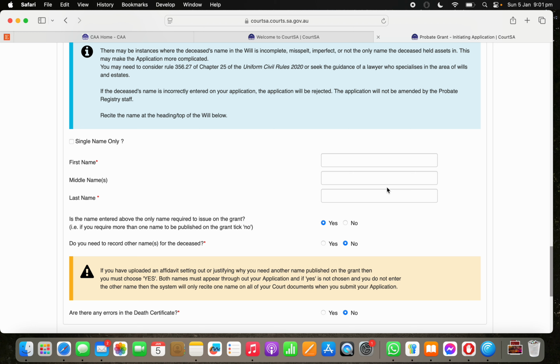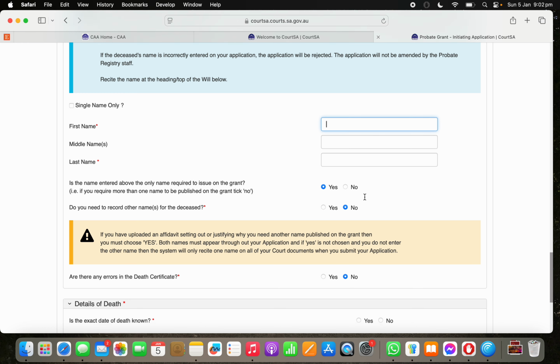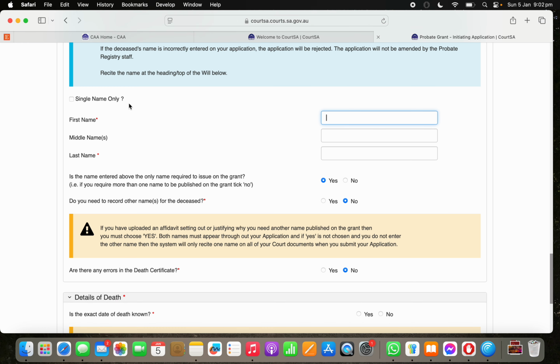So if you have the easy case and it's the same name on the will as what all the assets are in, you enter the full name, first name, middle name if applicable, and last name. Again, if applicable, we can have single names only. And then, is the name entered above the only name required to issue on the grant? You'd say yes. And do you need to record any other names for the deceased? You'd leave it at no.